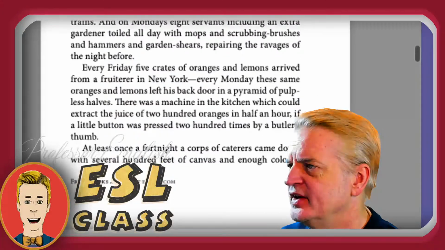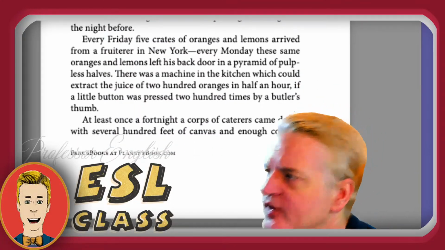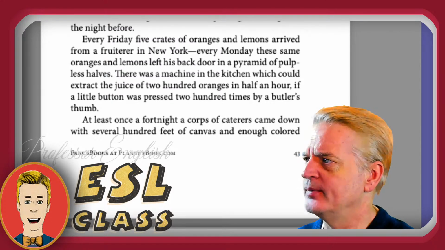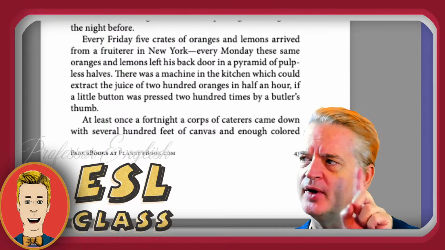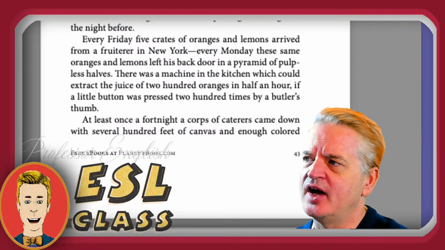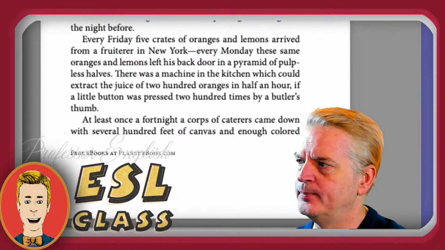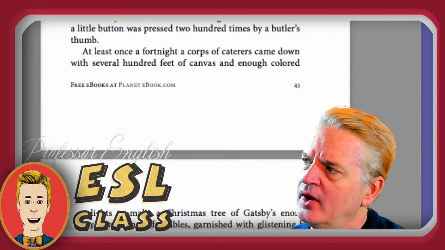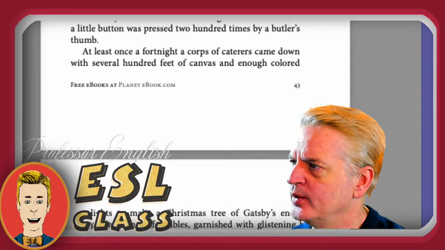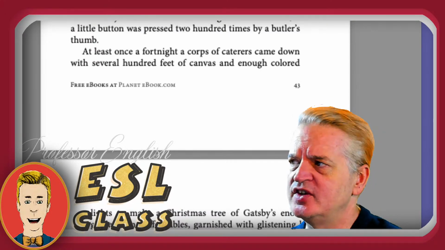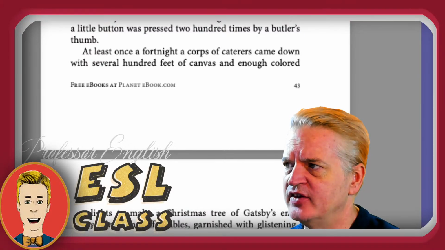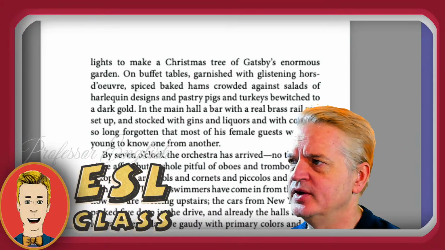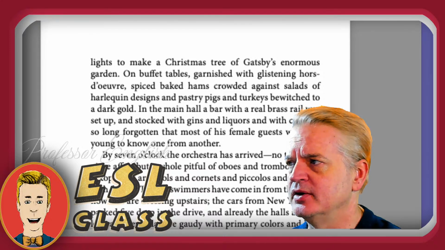There was a machine in the kitchen which could extract the juice of 200 oranges in half an hour, if a little button was pressed 200 times by a butler's thumb. At least once a fortnight, a corps of caterers came down with several 100 feet of canvas and enough colored lights to make a Christmas tree of Gatsby's enormous garden.